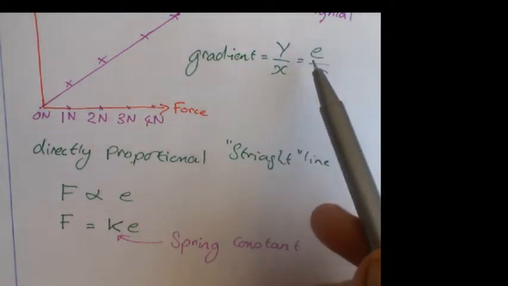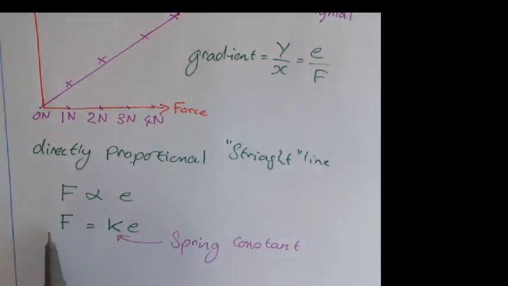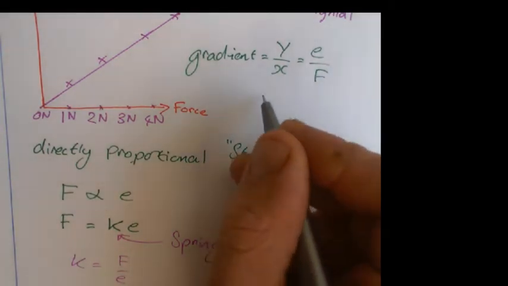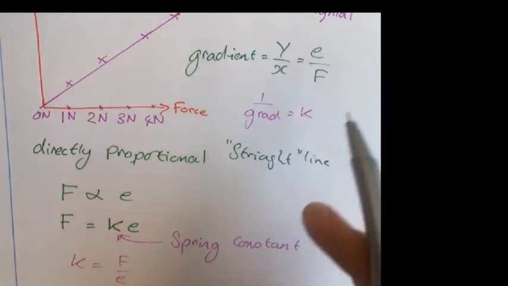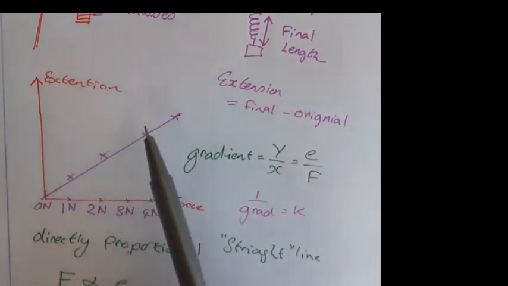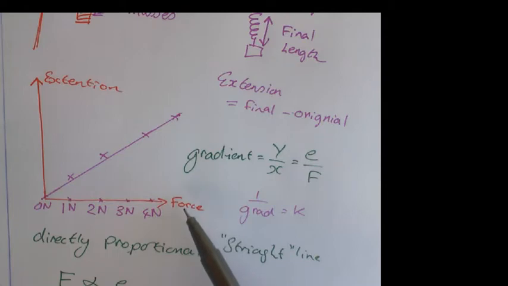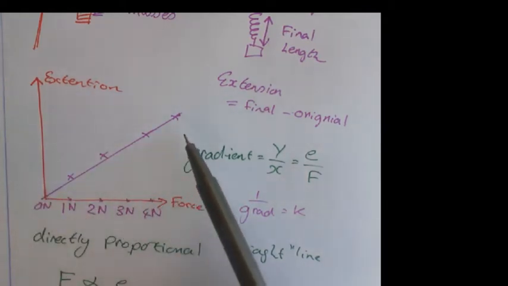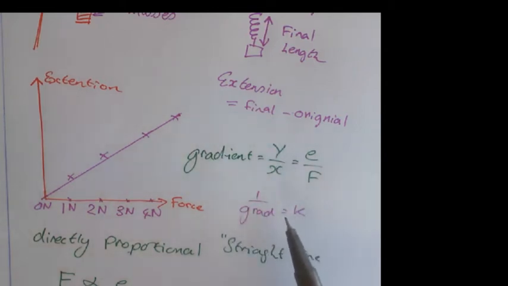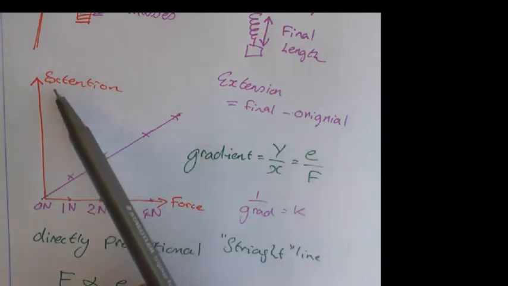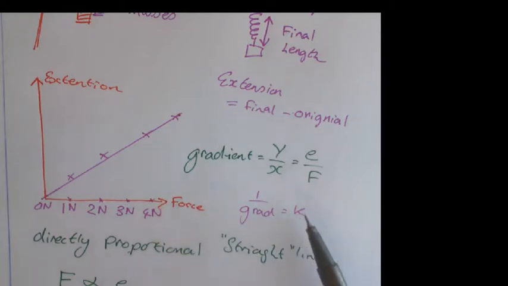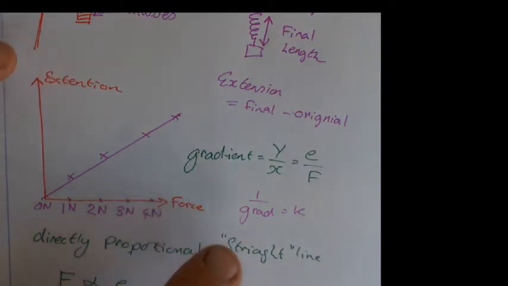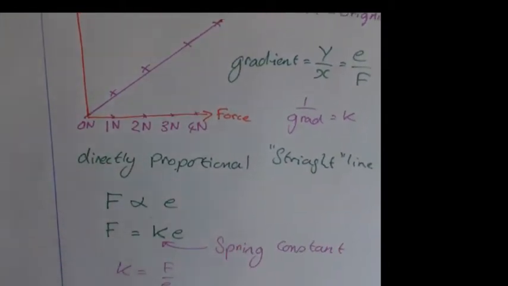Your gradient was E over F, but you can see that k equals F over E. So if I rearrange that, k equals F over E, which means this is the wrong way up. So 1 over the gradient equals k. The reason I did that was because the standard way of doing a graph is to put your independent variable on the x-axis, the one you're changing deliberately, and your dependent variable on the y-axis, the one you're measuring. So my gradient was 1 over the spring constant. If I put force on the y-axis and extension on the x-axis, the gradient would just equal k. So be careful which way around you're given these on your axes when working out k.